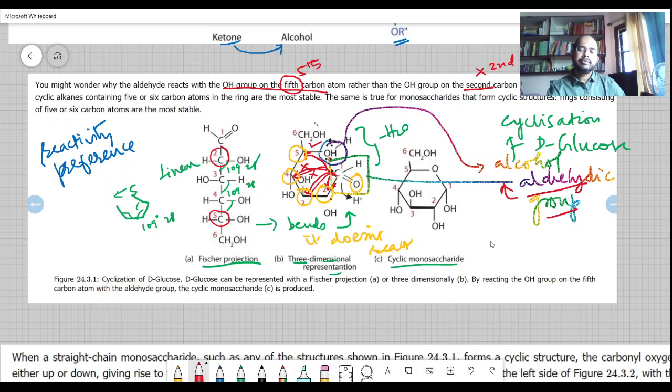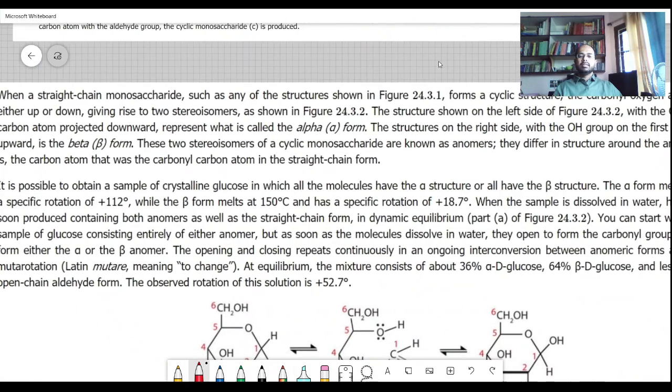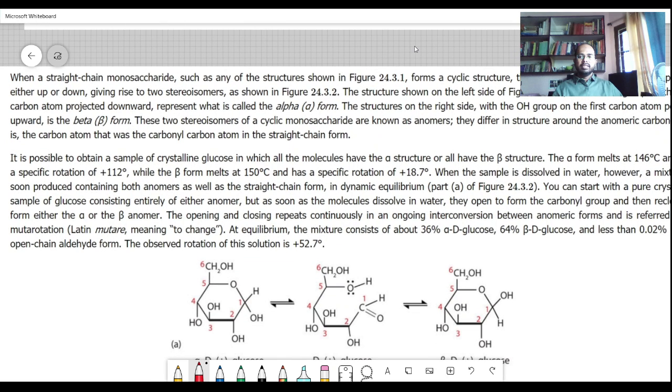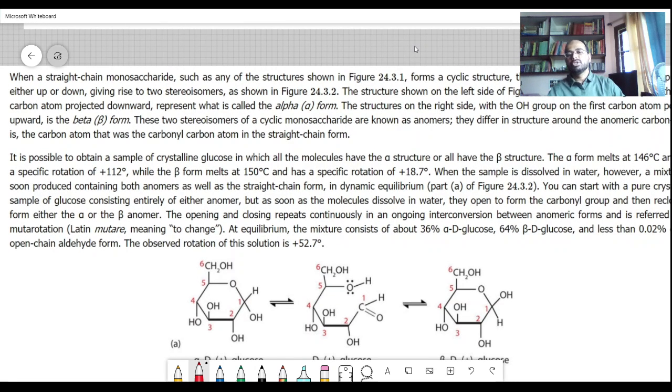The reason is the stereo bending of D-glucose. Because of that, it bends like this. Now the question is, why does it bend like this, and what do you call these bendings? When you have a straight chain molecule, the carbonyl oxygen atom may either be up or down, giving rise to two stereoisomers as shown in the figure below.